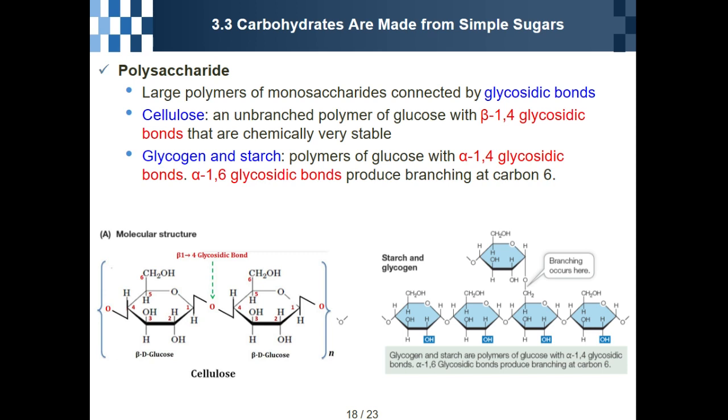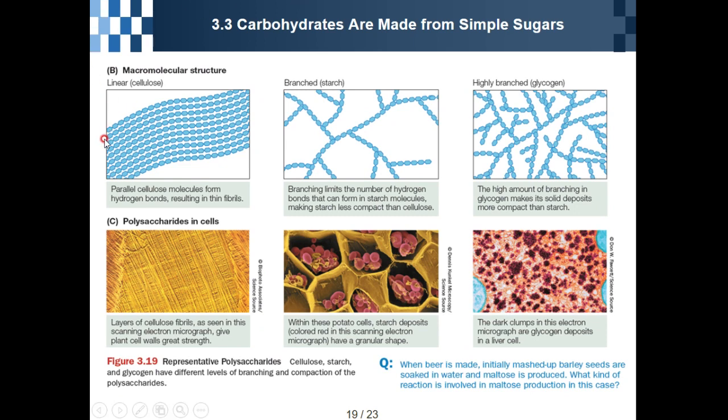Okay. But the cellulose doesn't have a branch structure. But starch and glycogen have a branch structure. Okay, you will see here. So this is the cellulose. They don't have the branches. And this is starch, but they have branches like this. And glycogen has higher branching like this. Okay. So this is starch and this is glycogen. Their structure is the same, but the glycogen has more branches like this.